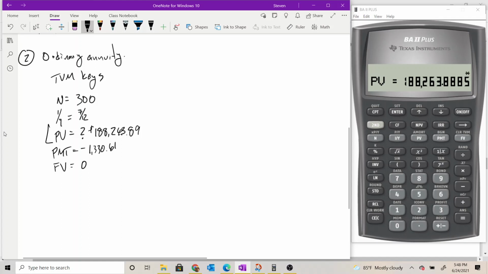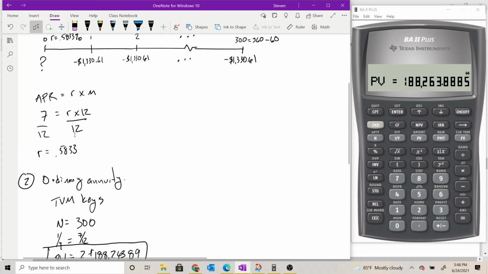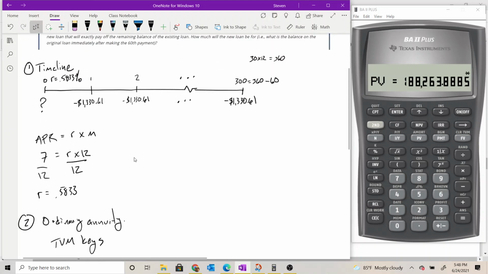All right, so if we were to put that on the timeline, just so we can have a sense of what we actually calculated here, what we just found is that the present value of these 300 remaining payments is $188,263.89, which is also what we still owe on this loan. So if we wanted to refinance the loan, that is pay off this loan with a new one that has a lower interest rate, we would have to borrow a little over $188,000 in order to do that.